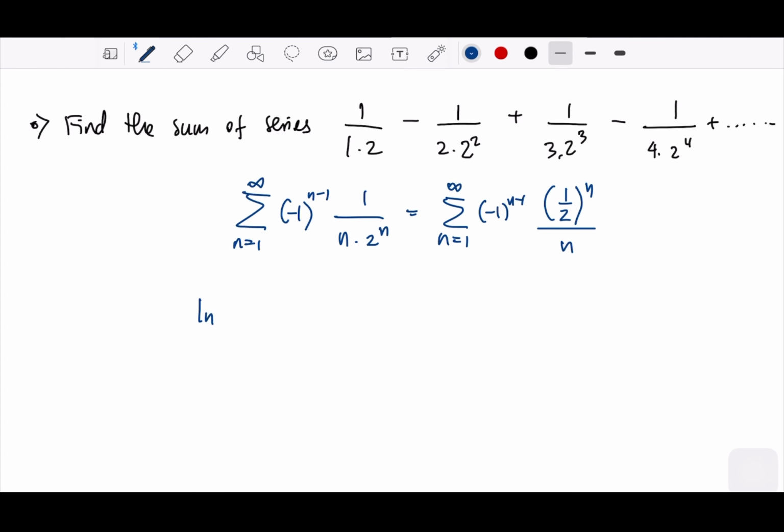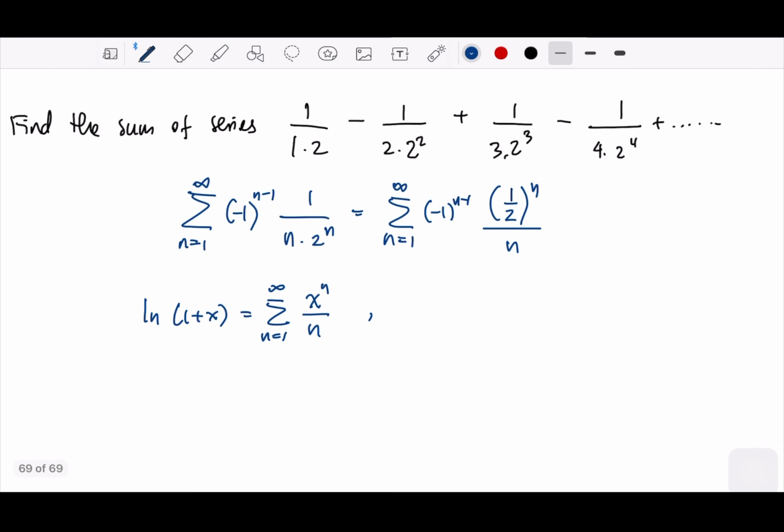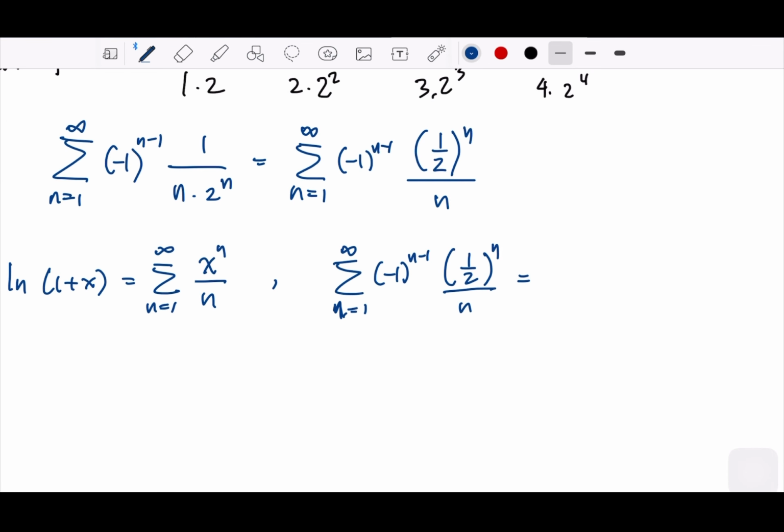So this will be equal with, and so, this series is going to have ln 1 plus half, or ln 3 over 2.